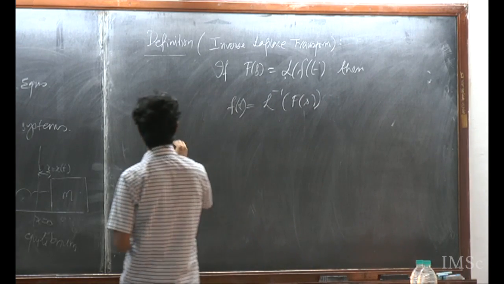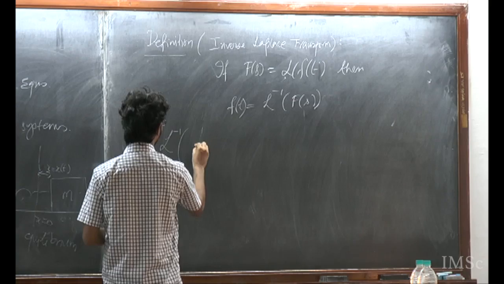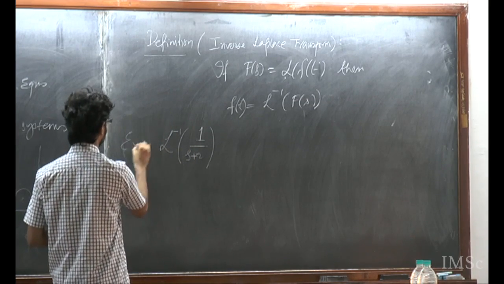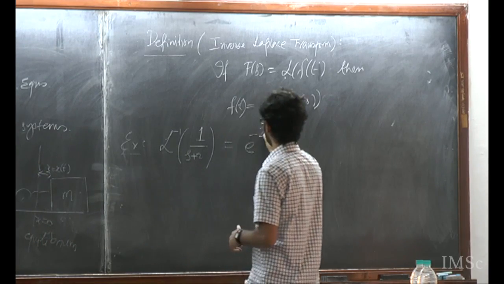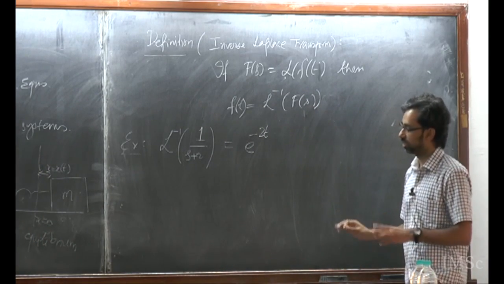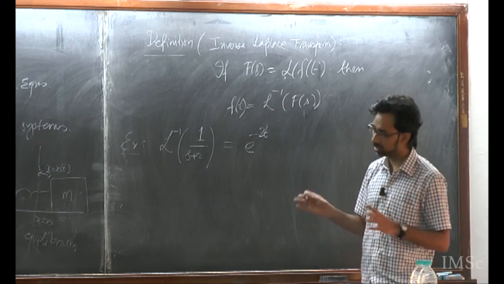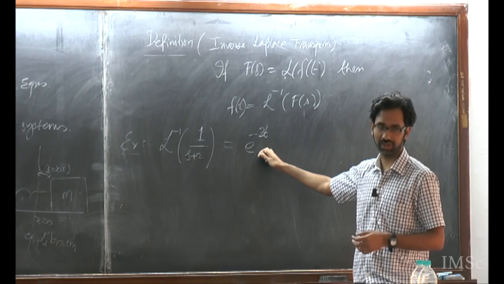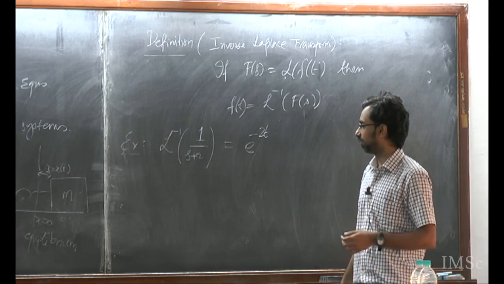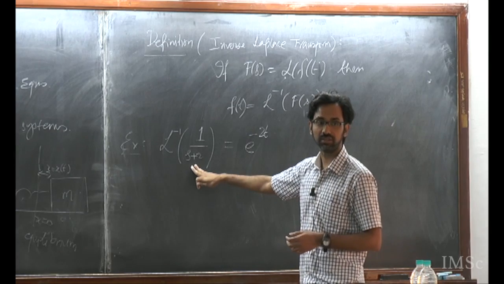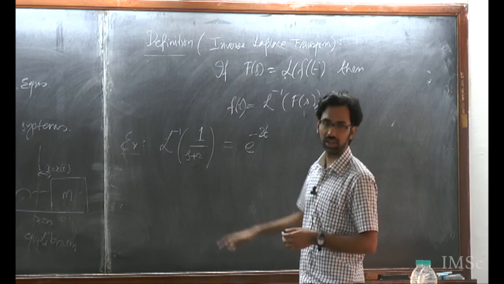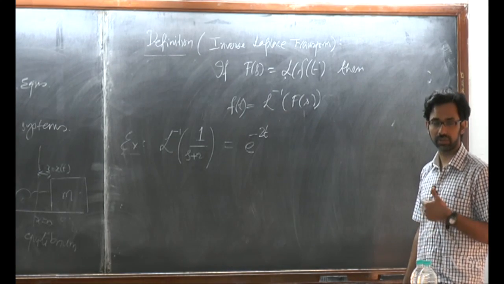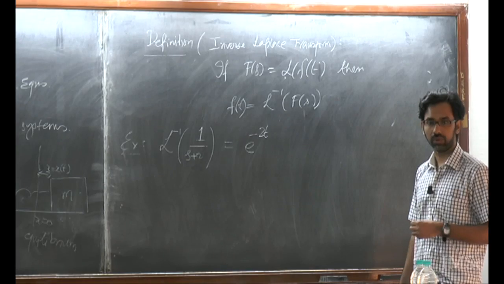So for example, what is the inverse Laplace transform of 1 by s plus 2? e to the minus 2t. So in most cases, at least in the examples that we will see, it will be easy to compute inverse Laplace transform. If I give you a very complicated function here, then it might be difficult, and then you have to use some complex analysis to find out first if the inverse Laplace transform exists and what it is. Okay.